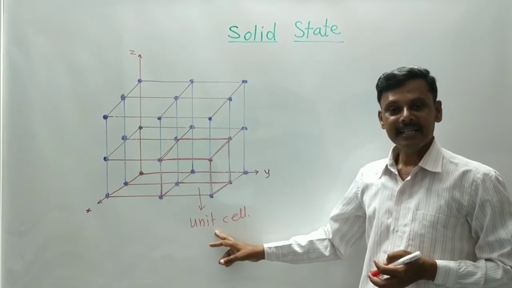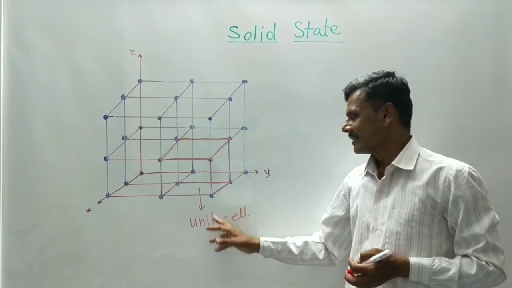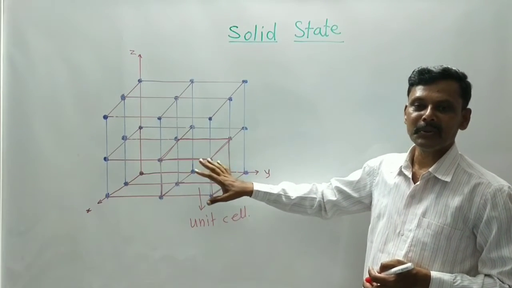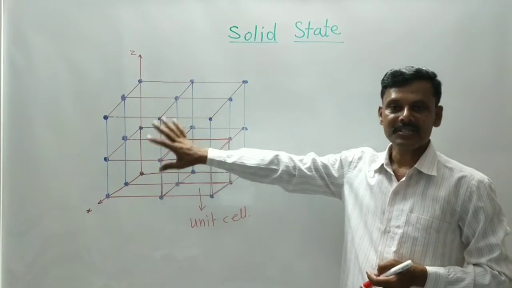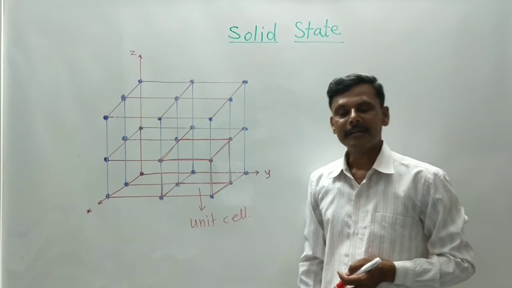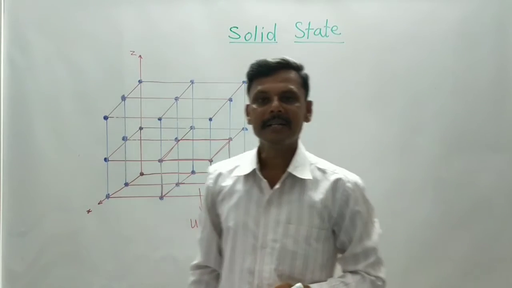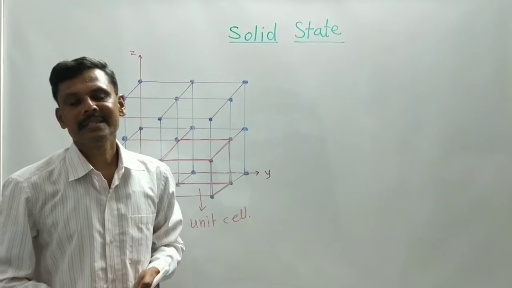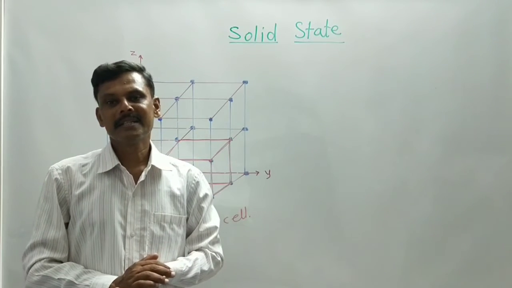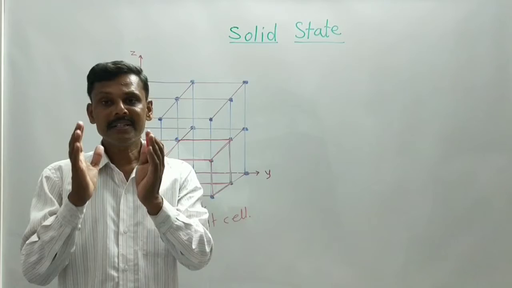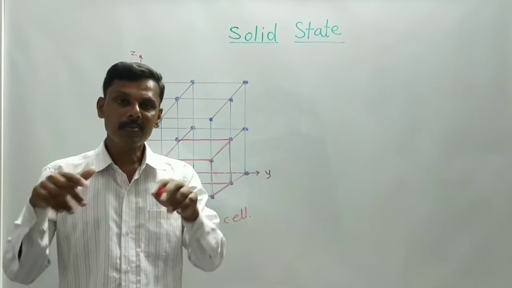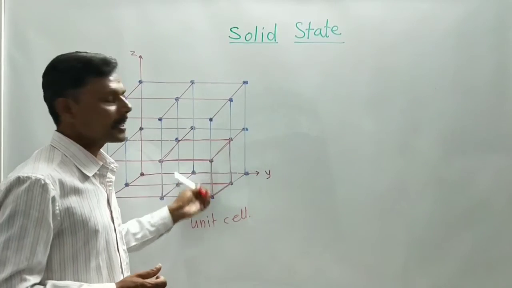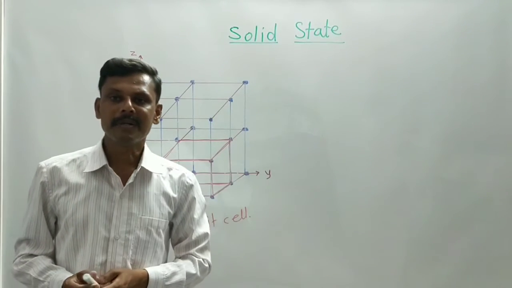So unit cell, it is the smallest repeating unit in crystal structure. And my dear friends, by mathematical analysis, it has been found that there are 7 types of arrangement of points possible. So these 7 types of arrangements are possible.